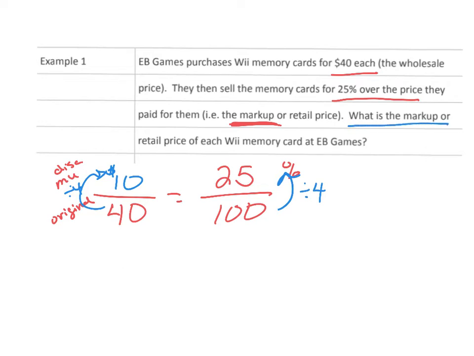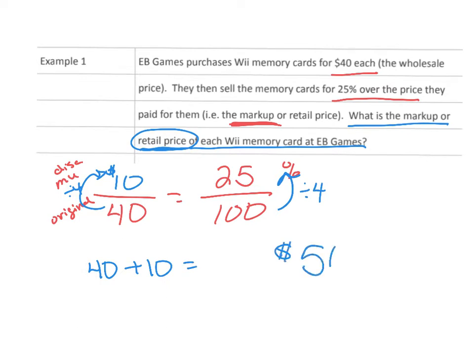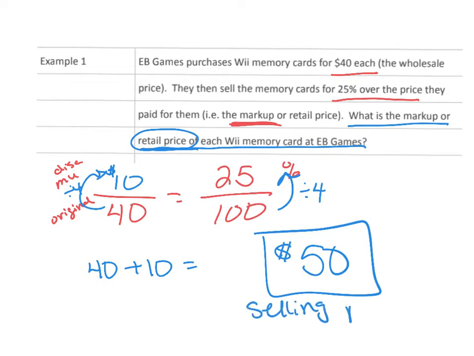So that's the question. What is the markup or retail price of each Wii memory card at EB Games? So for the retail price, now we have to add it on. $40 is what they bought it for. They added $10 or 25%, so they're going to be selling it for $50. That is the retail price or the selling price that EB Games set for the Wii memory cards. That's our selling price.